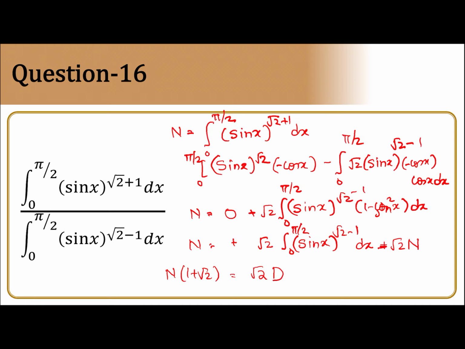root 2. I'll write to the next page, please write down. So numerator is nothing but root 2 denominator by 1 plus root 2. So denominator cancel. So finally we get root 2 by root 2 plus 1. So answer will be root 2 by 1 plus root 2. We rationalize and we get answer.